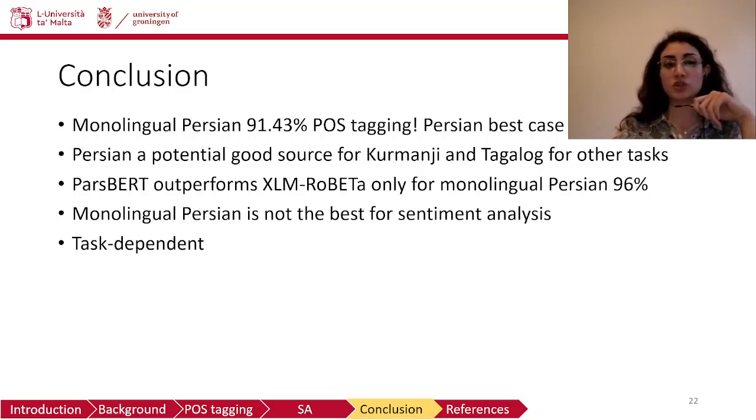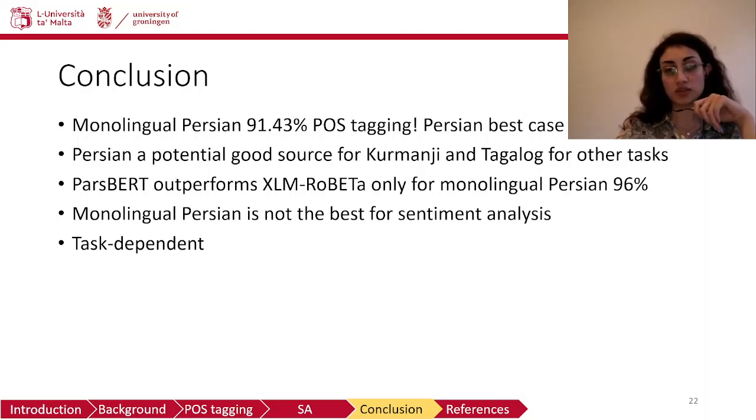Then we proposed that Persian can be a good potential source language for Kurmanji and Tagalog, because we saw that it has the least LDND distance with these languages, and we also checked the WALS linguistic dataset, and they were sharing a lot of features among themselves.